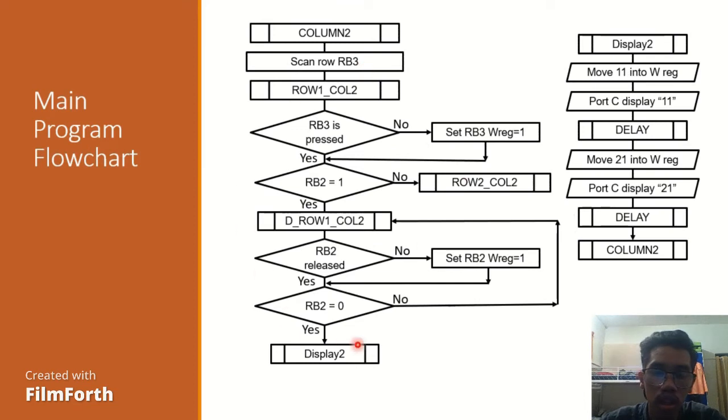So this is the process setup to display button 2. When button 2 is pressed, then the LED 7-segment will activate and will display 11, after a delay, and will display 21.